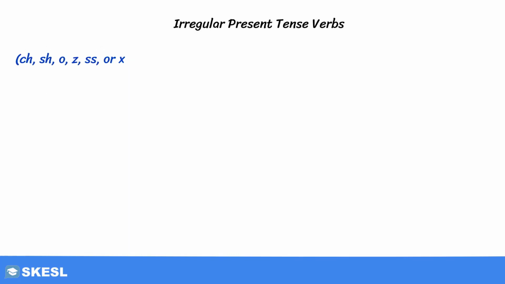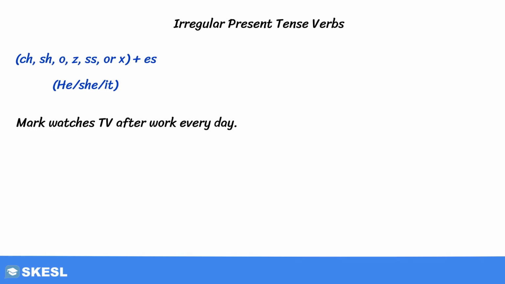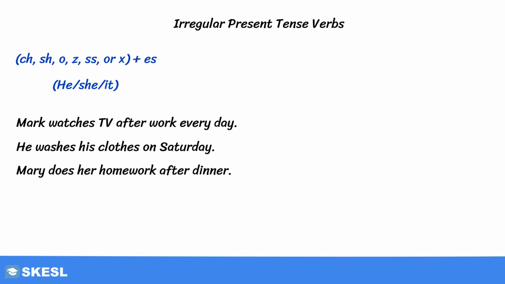If a verb ends in ch, sh, o, z, double s, or x, then add es. Remember that we only do this when the subject is he, she, it. For example, Mark watches TV after work every day. He washes his clothes on Saturday. Mary does her homework after dinner.